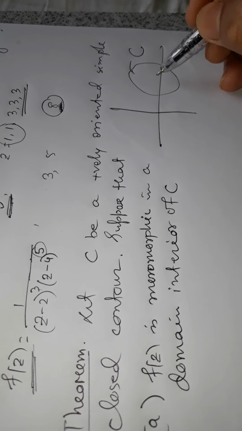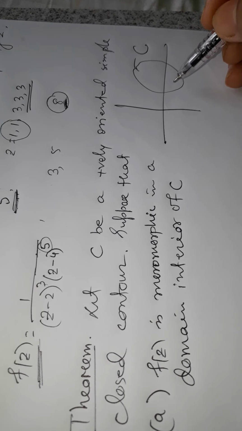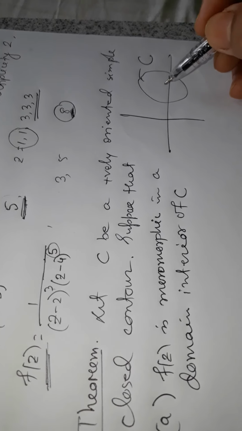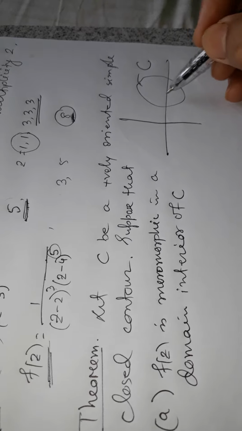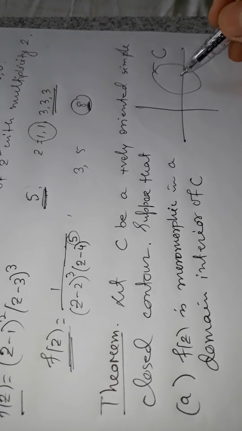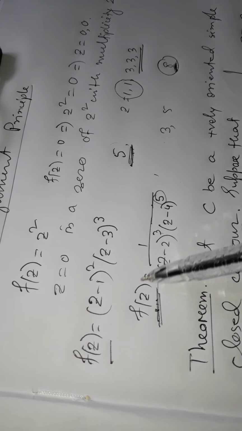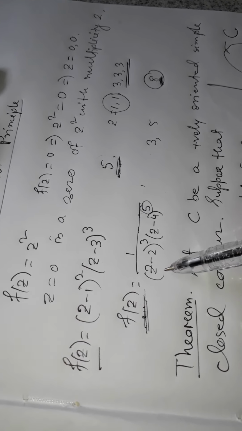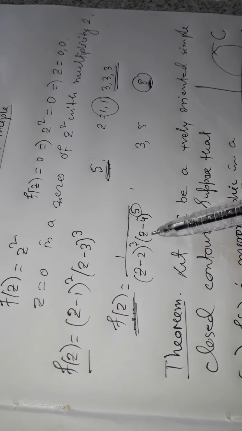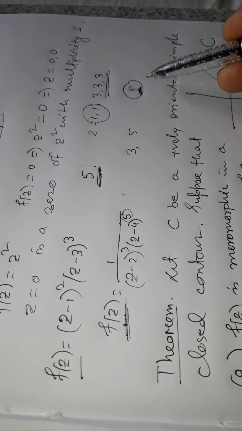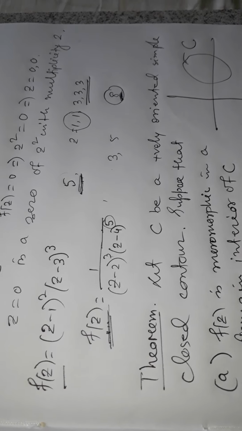And what is a meromorphic function? A meromorphic function is one whose only singularities are poles. Only poles can be the singularities. For example, this is a meromorphic function because the singularities of this f(z) are just poles, at z equal to 2 and z equal to 4, and with multiplicity 8 poles are there. So our f(z) is that type of function.